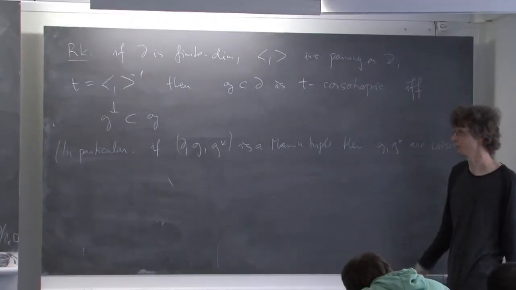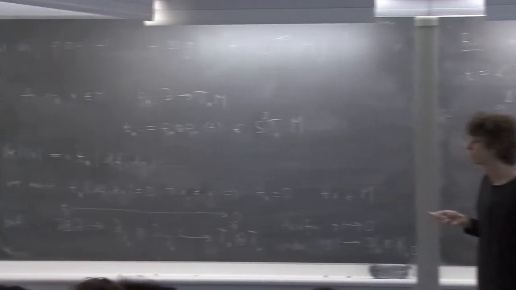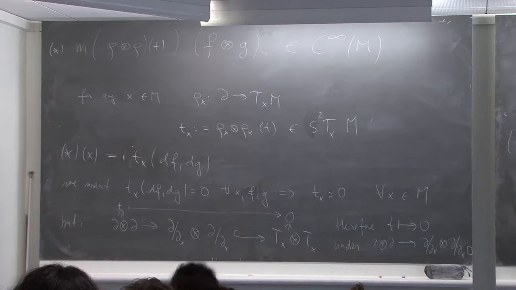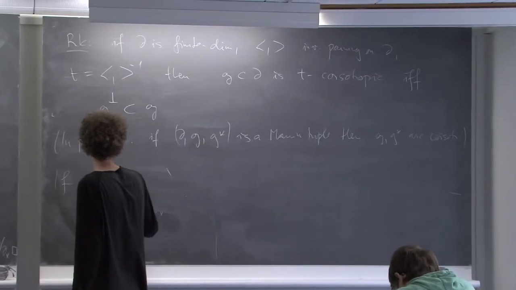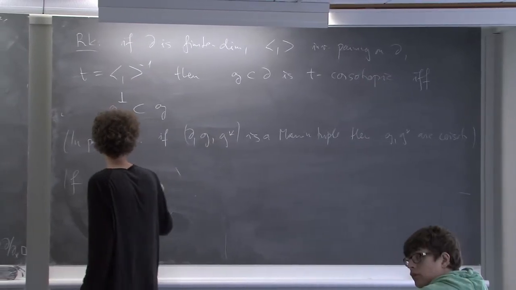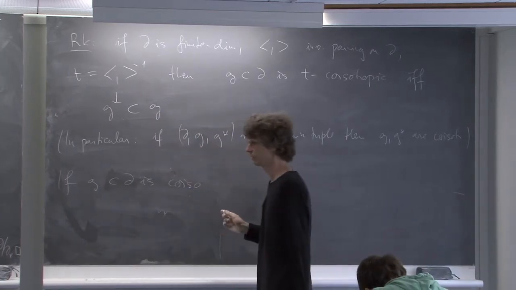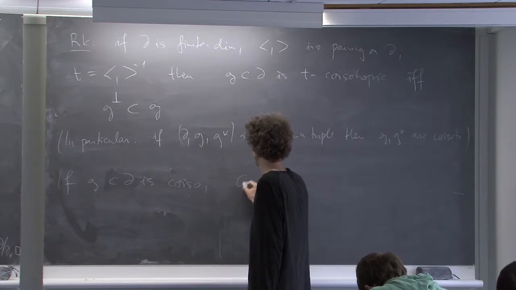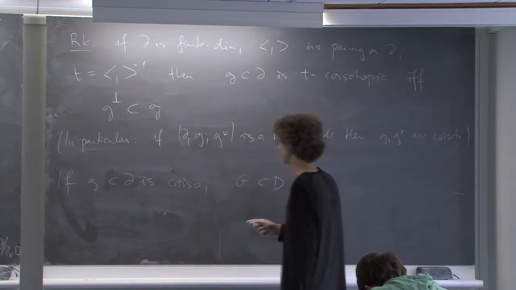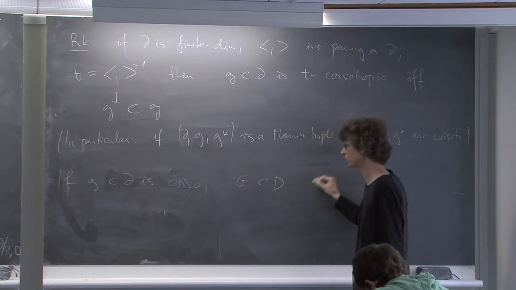That's already some important example. And then how to find some example of these kind of things. Say, if G is coisotropic, and let's suppose that we take the corresponding groups G, D. Let's suppose that this one is a closed subgroup to make it correct.